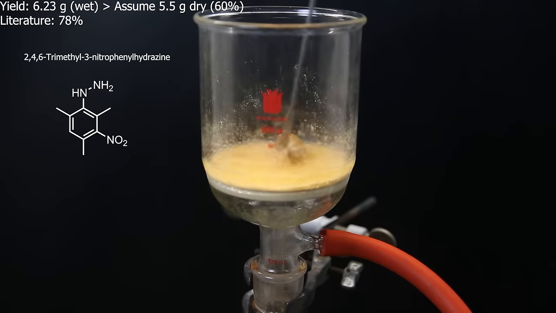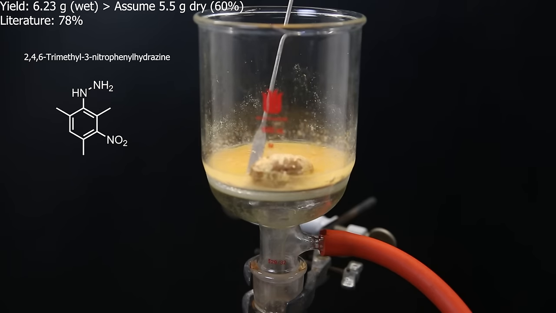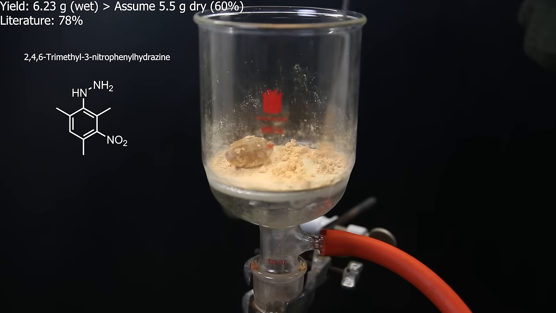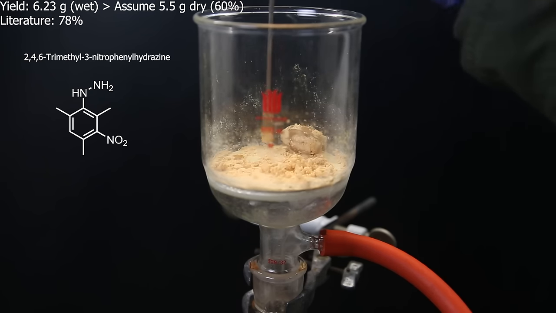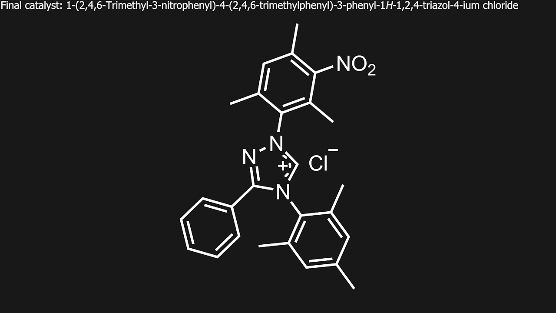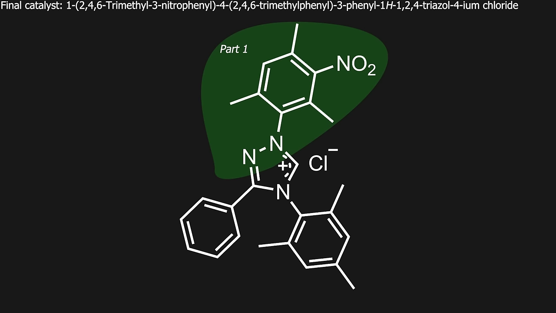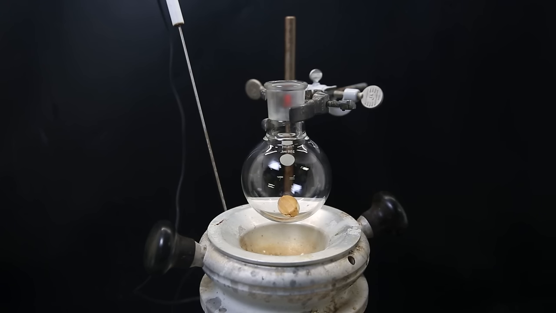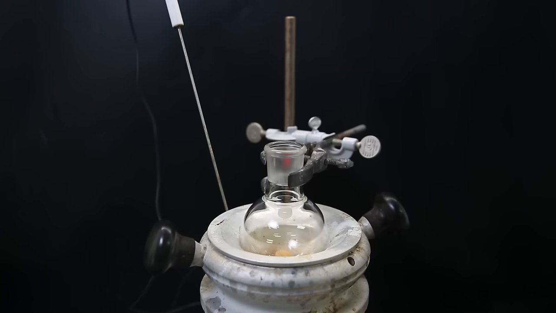This is a yield of 60%, which is slightly lower than the literature, though I might have washed it with more water and ether compared to them, which is probably something I should stop doing, because I literally always lose more product, you know? Anyhow, now that I have the free hydrazine, I have finished the first part of the catalyst. So now I will start making the second part of the catalyst, which can be connected together in the third step. So to get started, I set up a flask with a stir bar in a heating mantle.